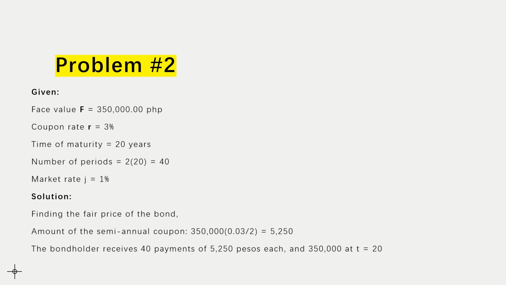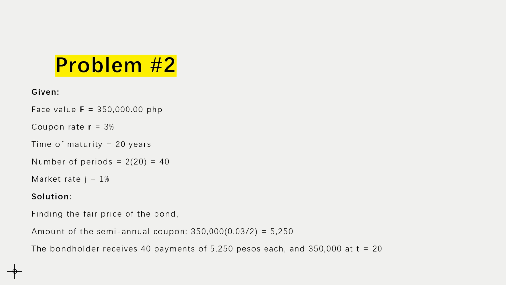So now for our solution. First, we need to find the fair price of the bond. The amount of the semi-annual coupon is 350,000 multiplied by 0.03 divided by 2. Why is this so? Because 350,000 is our face value and we multiply it by r, our coupon rate, which is 0.03. However, we divide it by 2 since it is semi-annual, which means there will be 2 payments. Solving that, and I suggest you solve it with your calculator side by side with me, it results in 5,250 pesos.